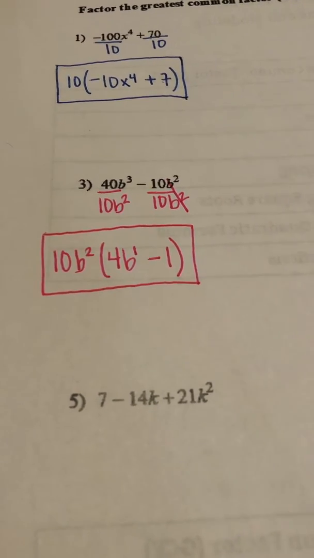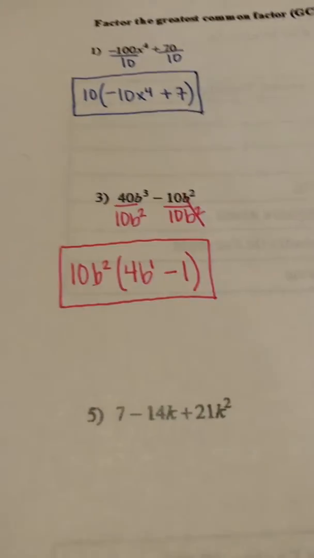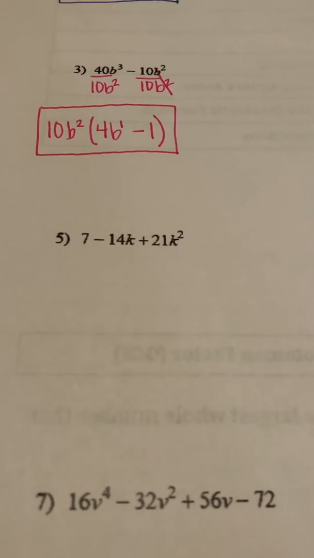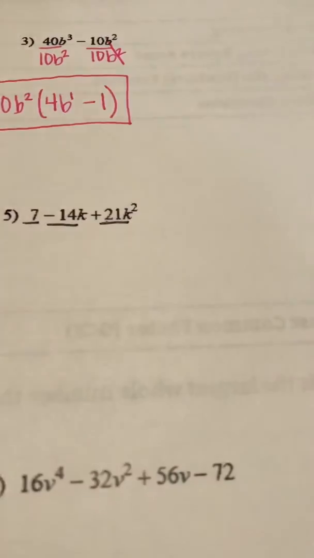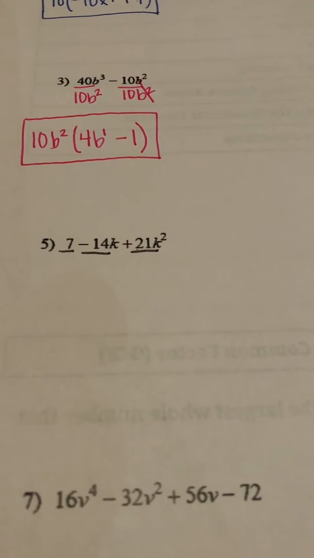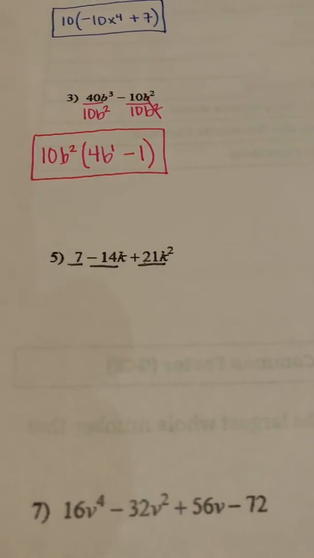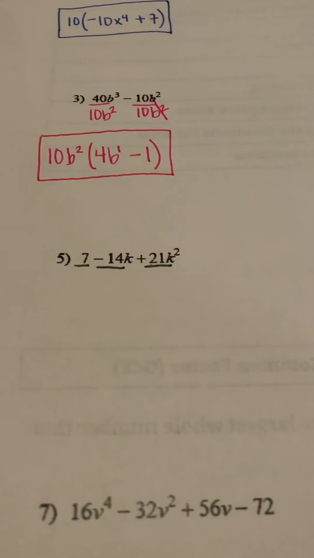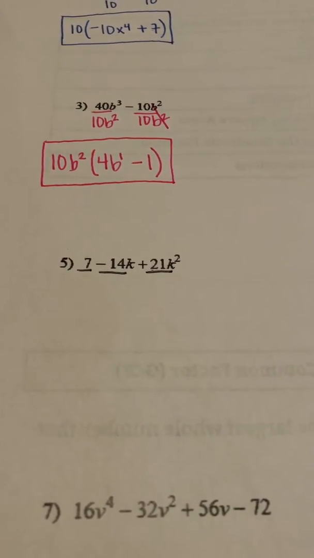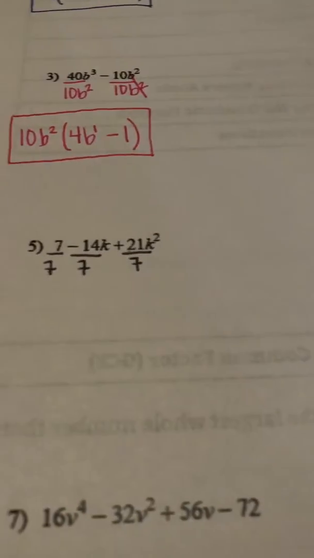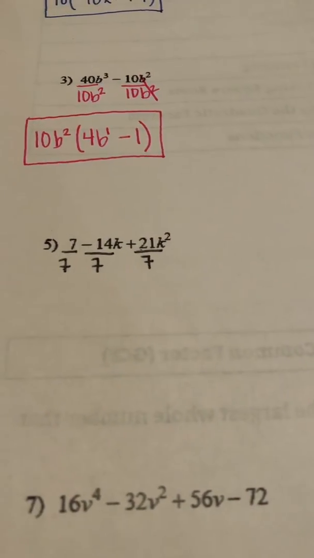So as you can see, we've done 2 of them that had 2 terms. So let's up our challenge a little bit more, and let's do one with 3 terms. So we have 7, negative 14k, and 21k squared. So the first thing, again, that I'm going to focus on is the number. So 7, negative 14, and 21. What do they have in common? Hopefully you decided on 7. Each of these numbers are divisible by 7, and that's actually the greatest number they're divisible by.